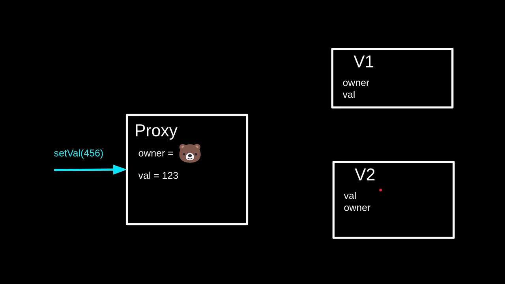Let's take a look. So we'll call the function setBow, trying to set it to 456. Inside the proxy, this will call a fallback, and the fallback will delegate call, calling setBow, trying to set it to 456. This will call the function setBow inside B2.